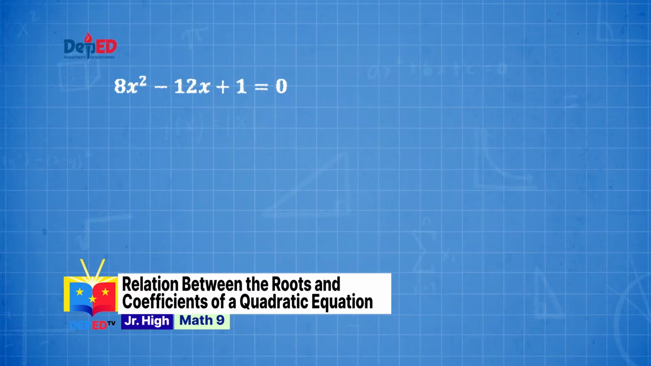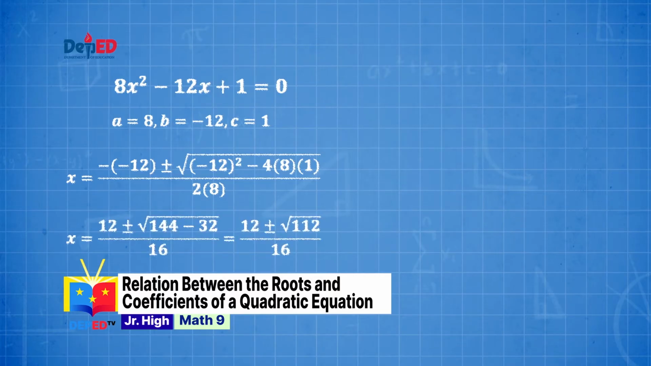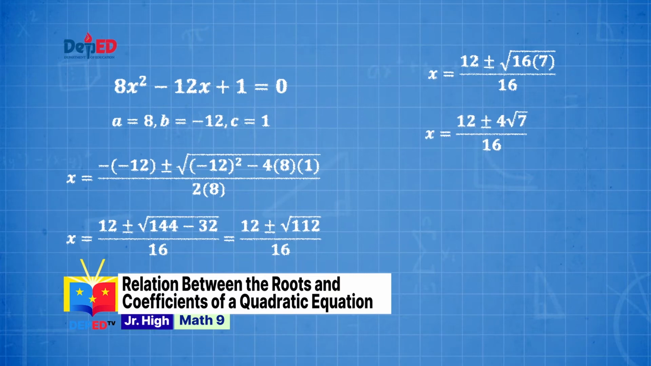Equation number 2, 8x squared minus 12x plus 1 equals 0. Let's do this. We identify the value of the coefficients. We substitute the value of a, b, and c in the formula. Then, we simplify. The highest perfect square factor of 112 is 16. Thus, we express 112 as the product of 16 and 7. We take out the principal square root of 16, which is 4, and retain 7 under the radical sign.